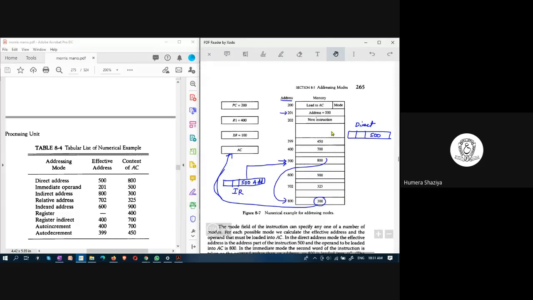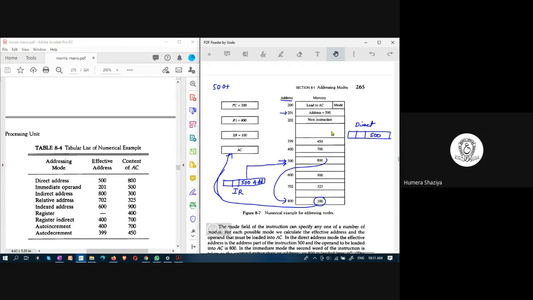There is a value of 200 in PC. Consider IR has a value 500. So 500 plus PC value is incremented and added. PC value is actually 200 because our memory word is having a size of 2 words. Each memory location has 2 words.